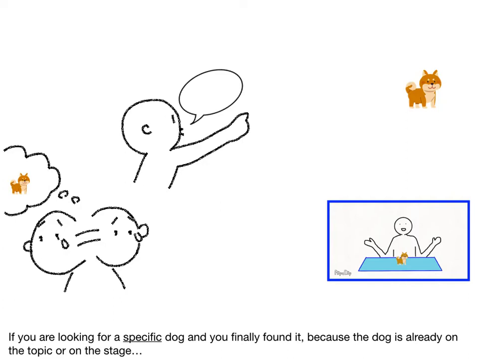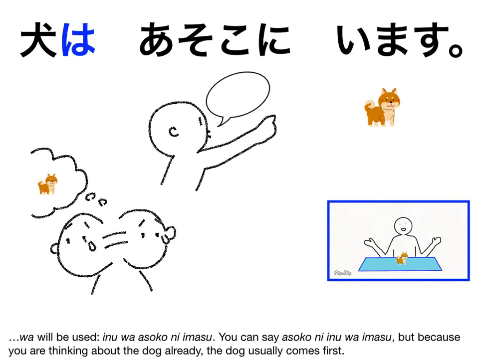If you're looking for a specific dog and you finally found it, because the dog is already on the topic or on the stage, wa will be used. 犬はあそこにいます。You can say あそこに犬はいます, but because you're thinking about the dog already, the dog usually comes first.